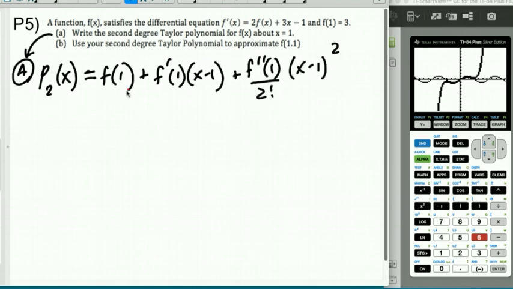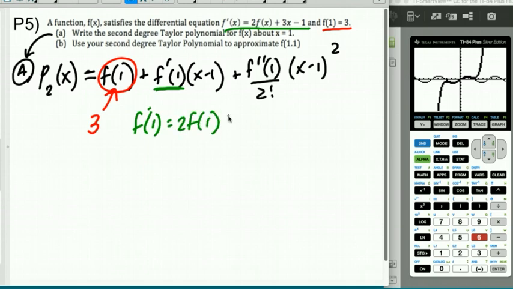So what you need is f of 1, but that's given. So hey, that's a 3, great. You need f prime of 1. Well, we have a formula for f prime. So f prime of 1 is going to be 2 times f of 1 plus 3 minus 1, right? So that's going to be 2 times 3 plus 3 minus 1. That's 6, right? Plus 3, which is 9, minus 1, which is 8. So we now know that this thing's an 8.